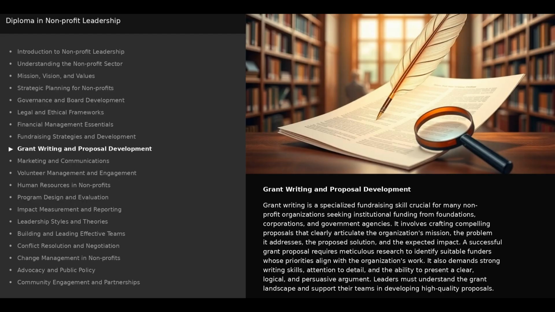the expected impact. A successful grant proposal requires meticulous research to identify suitable funders whose priorities align with the organization's work. It also demands strong writing skills, attention to detail, and the ability to present a clear, logical, and persuasive argument. Leaders must understand the grant landscape and support their teams in developing high-quality proposals.